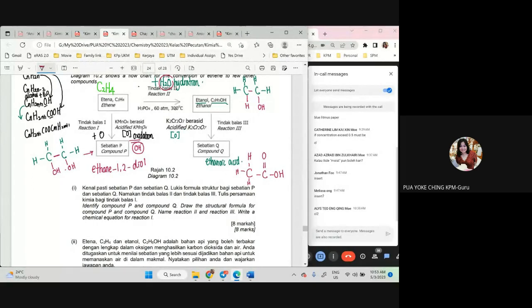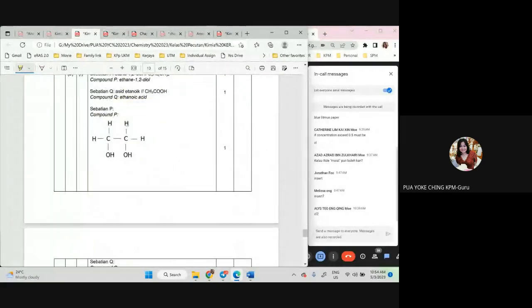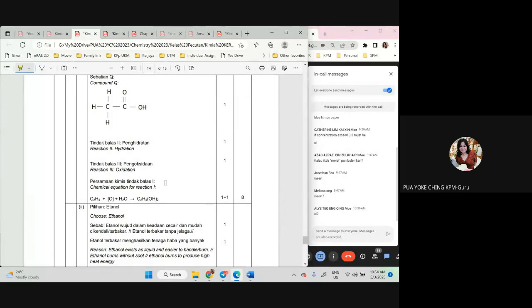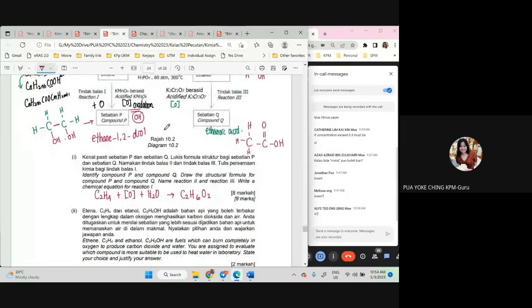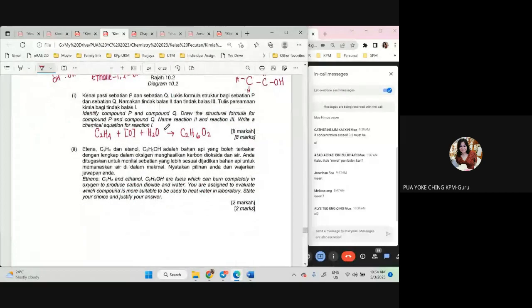Write the persamaan kimia for 1. Okay, so write the persamaan kimia for 1. It will be have C2H4 tambah oxidizing agent tambah H2O. You get C2H6O2. Gabung je semua boleh. Tak ada masalah. Okay, so this is your experiment. You nak buat macam dia pun boleh. C2H4 bracket OH2 pun boleh. Okay. So next one is question number 2.